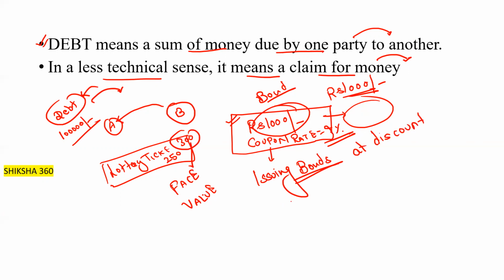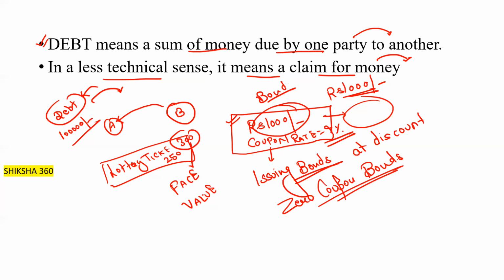Zero coupon bonds are basically those bonds in which no interest is given. On maturity, you will get the principal amount.